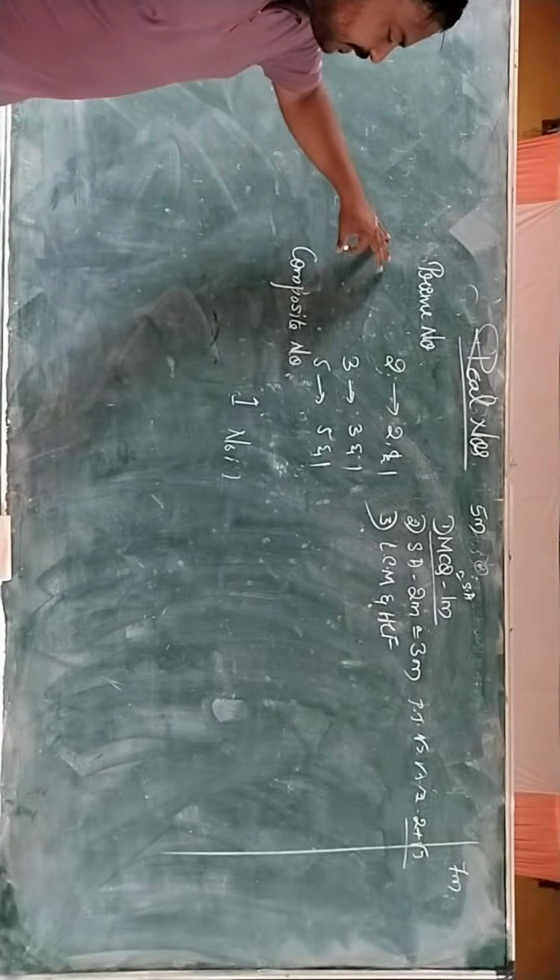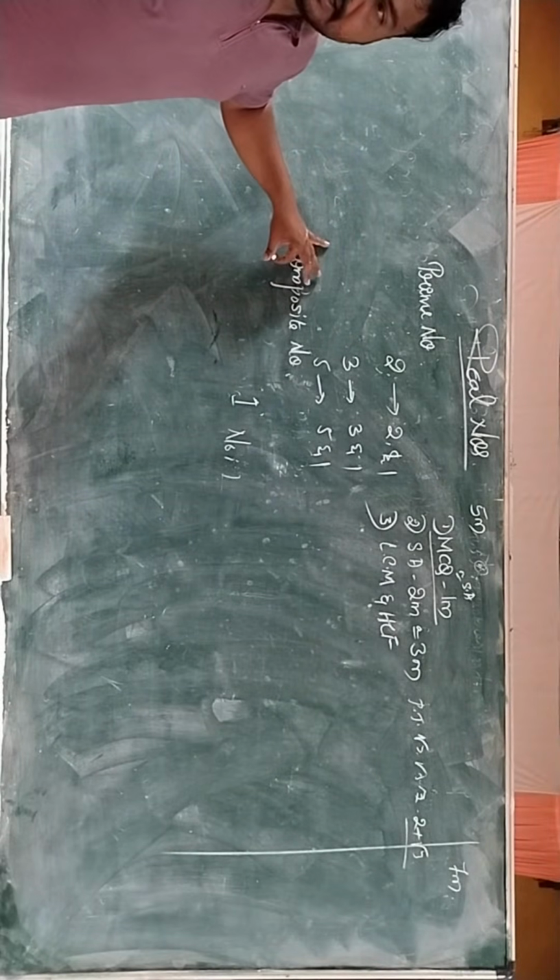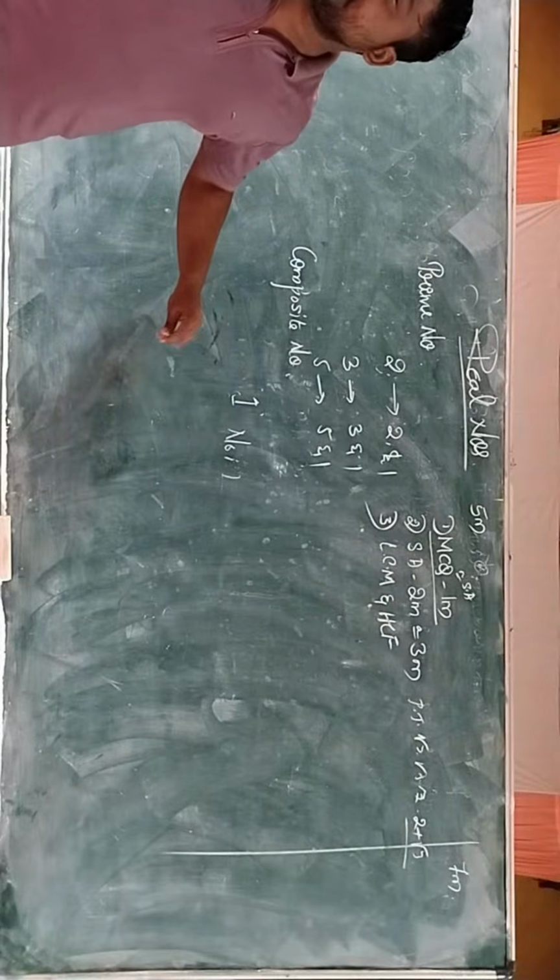So based on prime and composite, 1 mark. Okay? And up to that, factorization. What is factorization?